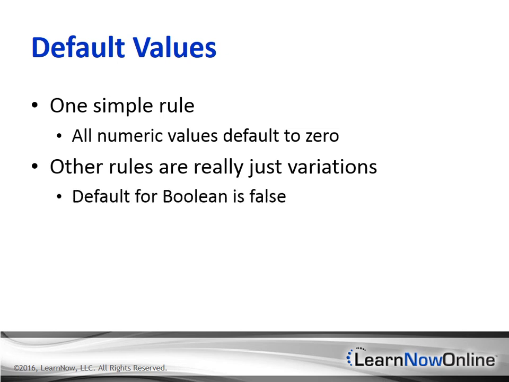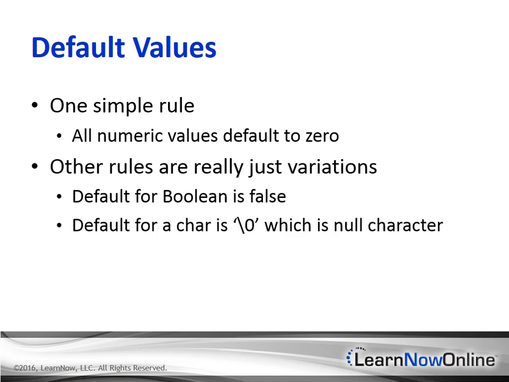So the default value for a Boolean is false. But this is roughly equivalent to 0, so that's consistent with the numeric type rule. And then the default value for a char, a single character string in essence, is \0, which is the escape value for a null, which is not 0. It's the escape value for a null.